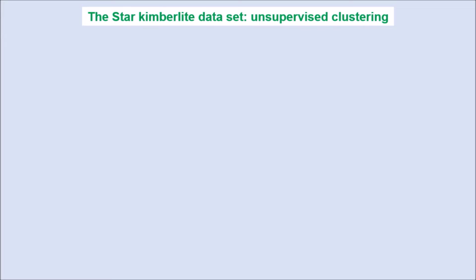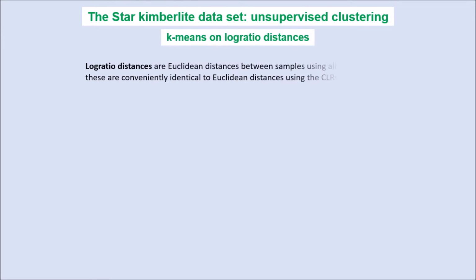Unsupervised learning on multivariate data typically uses clustering or dimension reduction. Here are the results of k-means clustering on the 270 samples according to their log ratio distances. These are Euclidean distances between the samples based on all their very many pairwise log ratios, but it is mathematically equivalent to use centered log ratios, which is much more efficient.